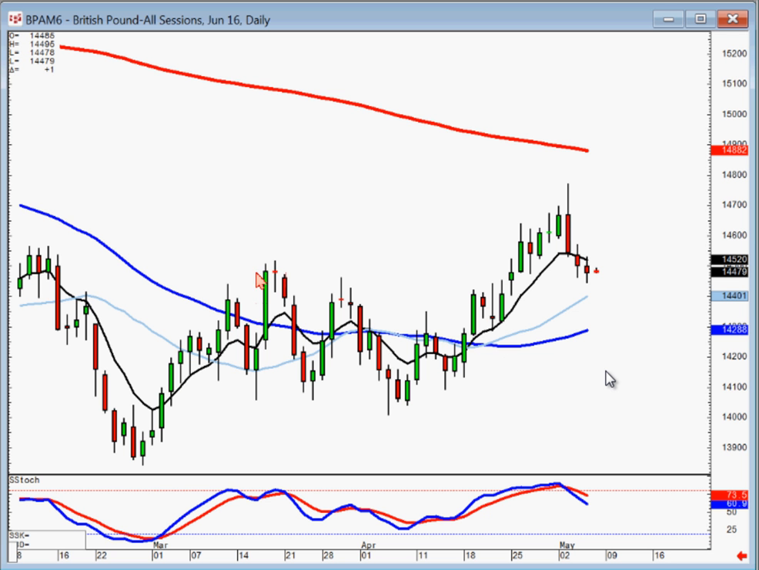And I don't want to be sitting at the screen all day trying to get a few pips here and there. I would rather short the British pound and hold it for 4 or 5 days, knowing that it's heading in this direction.